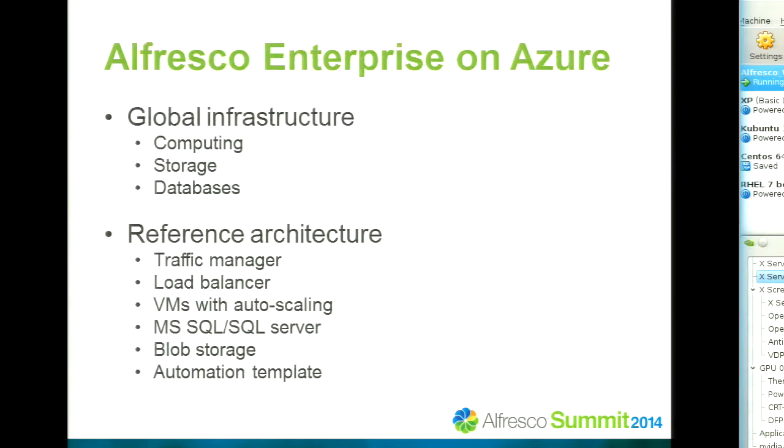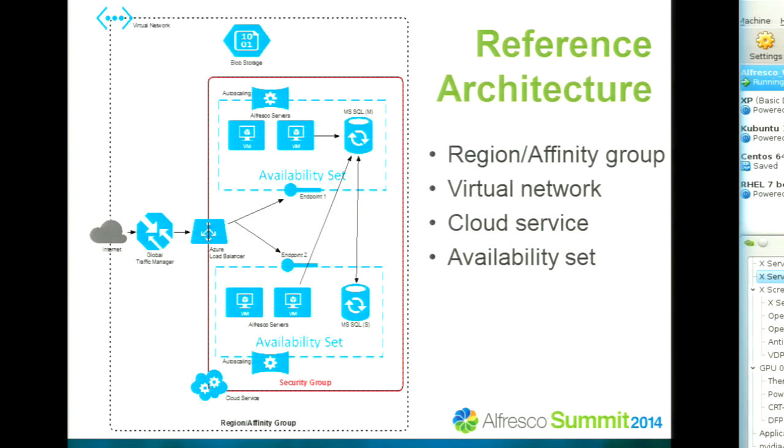Okay, so what does it look like when you try to do an enterprise deployment on Azure? You leverage similar infrastructure to AWS, but the reference architecture is actually a little bit different than AWS. You start trying to leverage some of the AWS stuff, and this is what it looks like in something that we have set up.